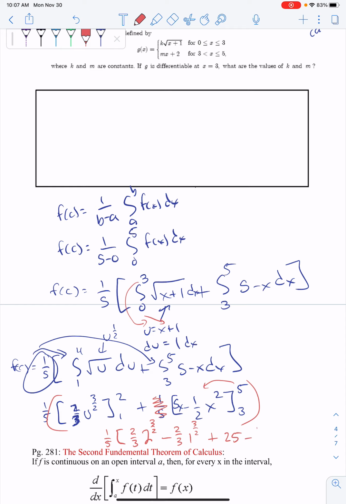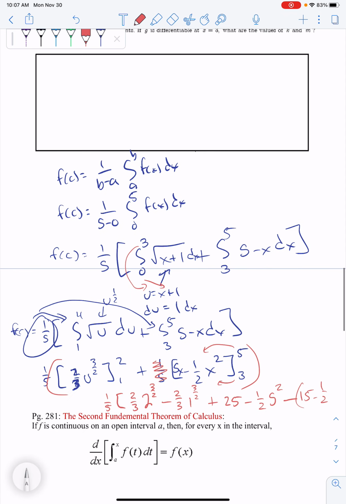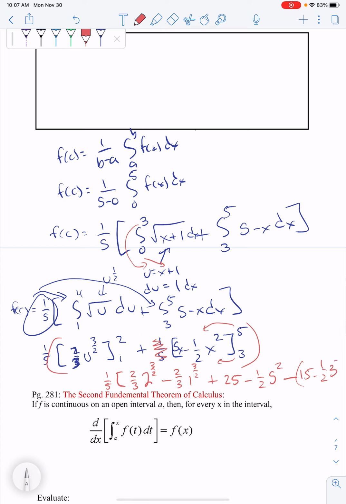minus 1/2 times 5 squared, minus, now I plug in the 3, 15 minus 1/2 times 3 squared, and that looks like a big ugly mess.